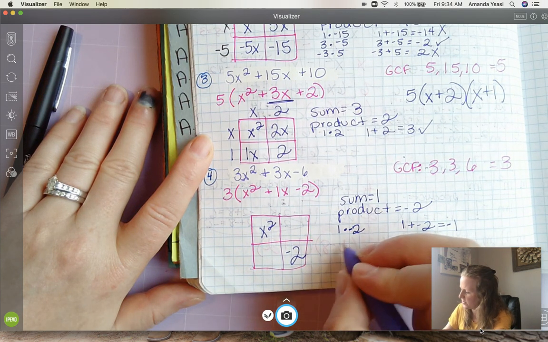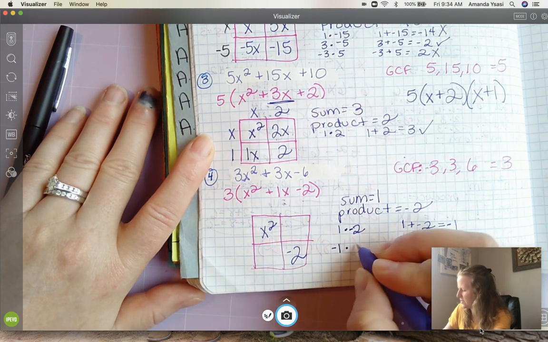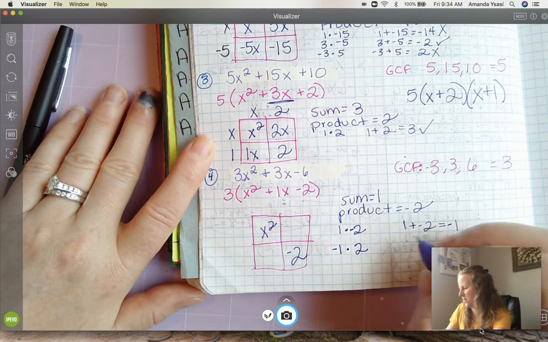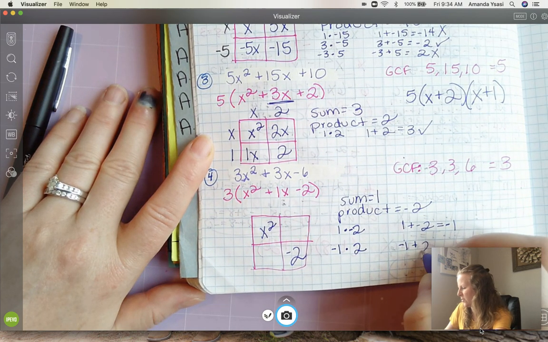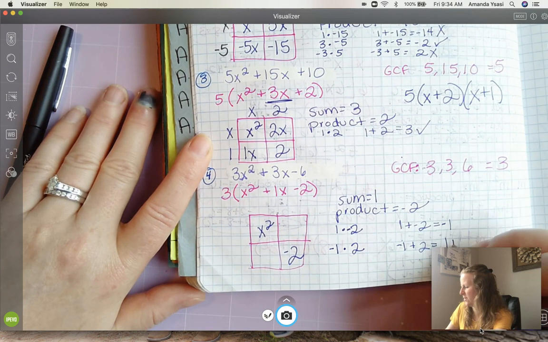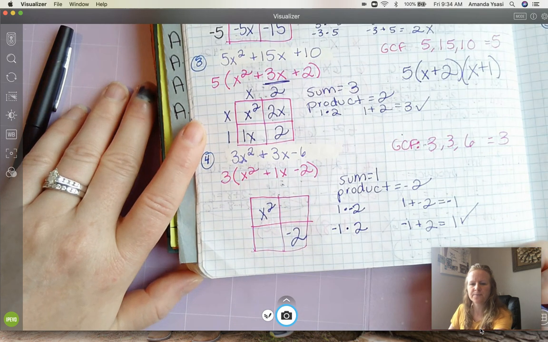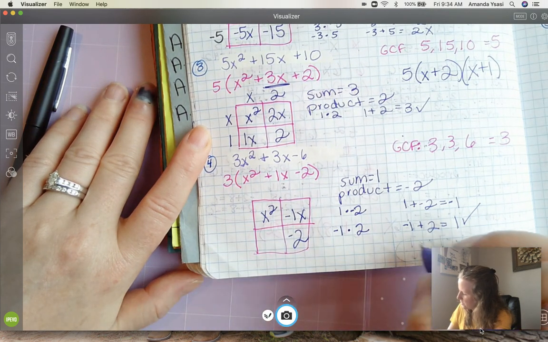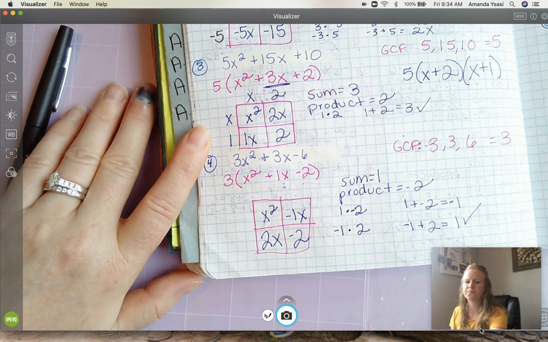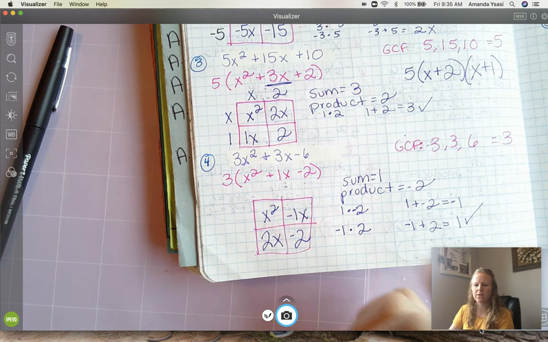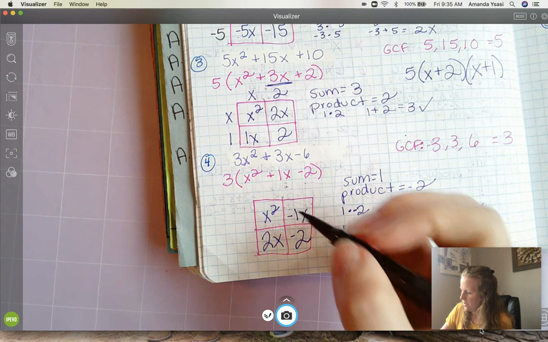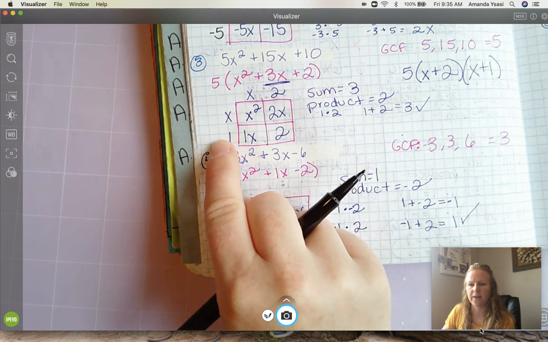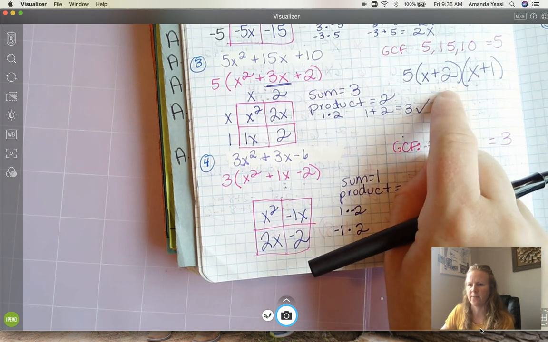So we need to switch where the sign is. So negative 1 times 2 is negative 2, and negative 1 plus 2 is positive 1. So that's the one that works. So this will be a negative 1x, and this will be a positive 2x. And it doesn't matter where you put it. It'll always work out the same. These just might be flipped, but it still will come out with the same answer.